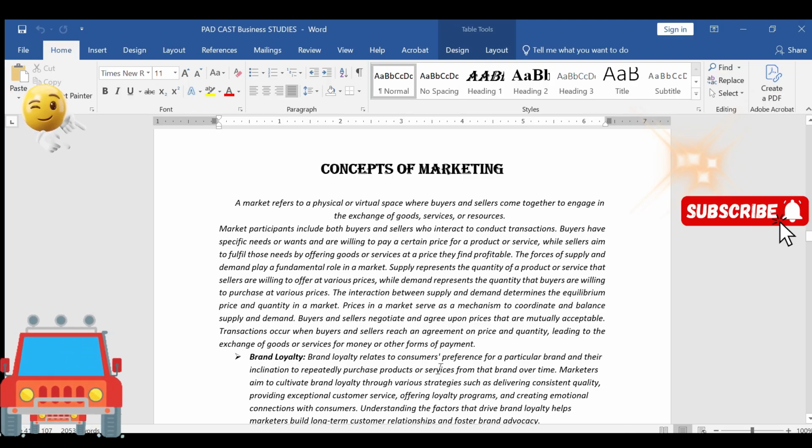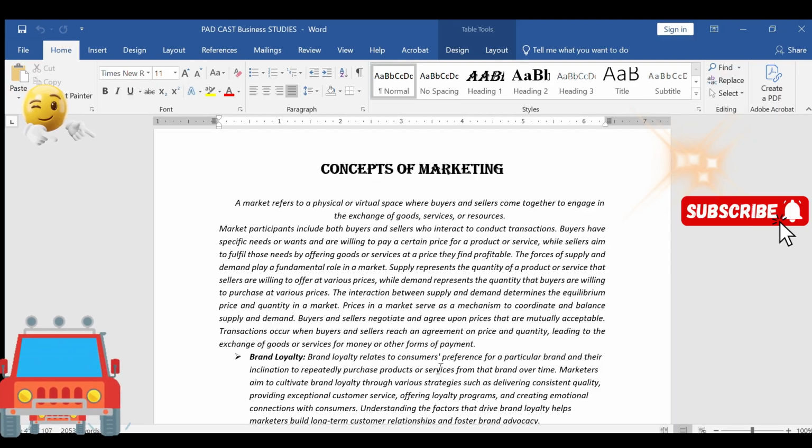A market refers to a physical or virtual space where buyers and sellers come together to engage in the exchange of goods, services, or resources. Market participants include both buyers and sellers who interact to conduct business.